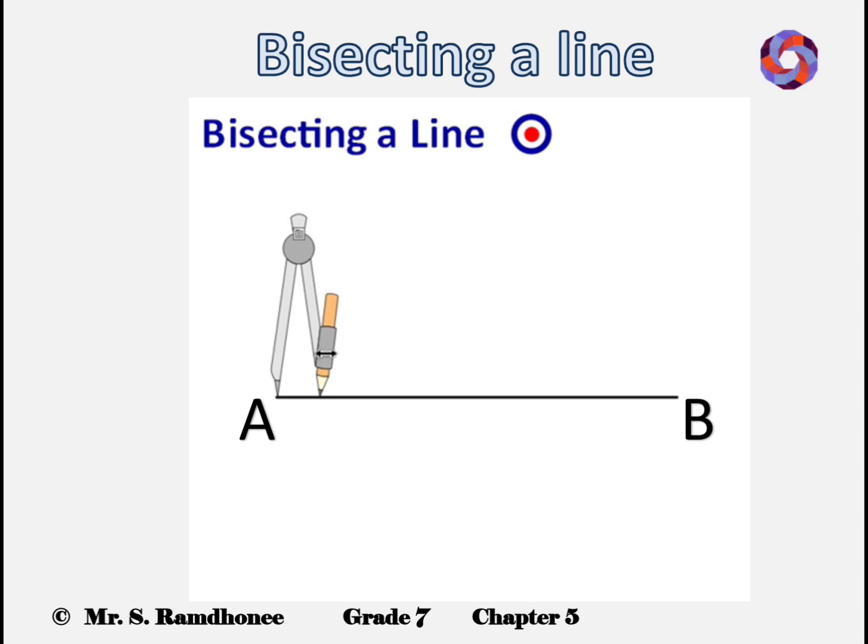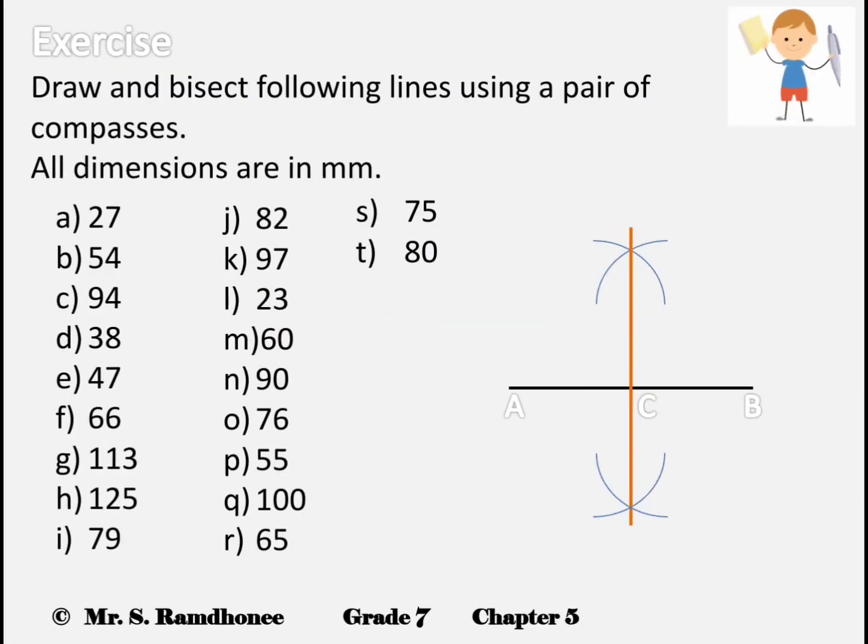In this part of the session, we are going to study how we bisect a line. When we bisect a line, it means that we are dividing the line into two equal parts to find the midpoint. And to do that, we are going to use the pair of compasses. Here you can find a few exercises that you have to attempt, and the question reads as follows. Draw and bisect the following lines using a pair of compasses. All dimensions are in millimeters. In order to attempt this question, we are going to look at a demonstration video.